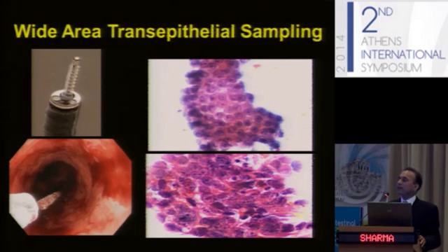And these are examples of high-grade dysplasia cells which can be seen through this technique, and there is currently an ongoing randomized tandem control study to see whether this would be helpful in replacing 4-quadrant biopsies every 2 centimeters.